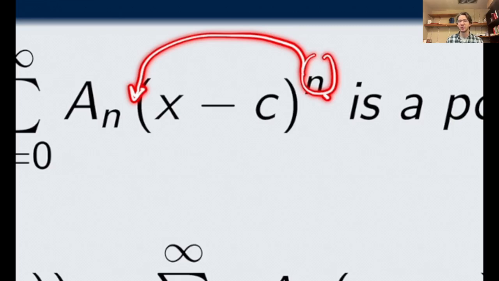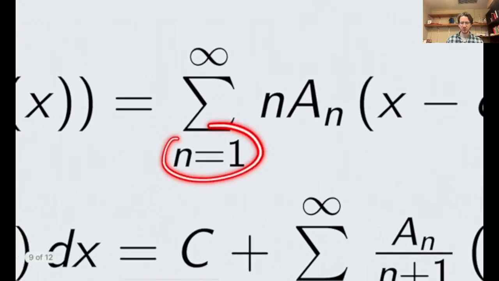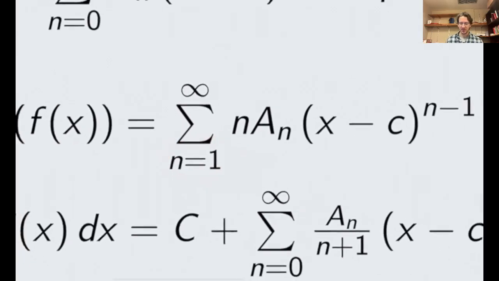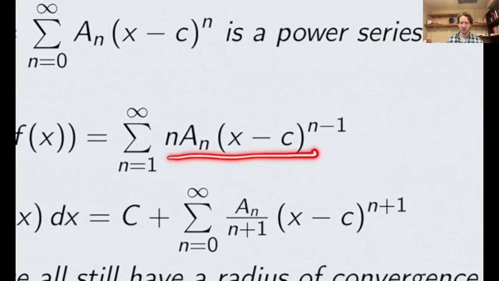Now, something you want to be careful about is when you differentiate the constant term, you just get a 0, and you don't want to say that you get x minus c to the negative 1. So that's why when you take a derivative, the starting index increases by 1 here. And you get this power series representation for the derivative of f of x, which is pretty cool.